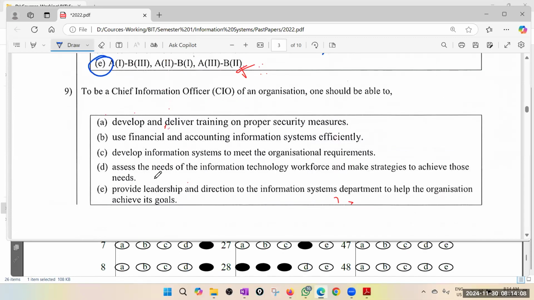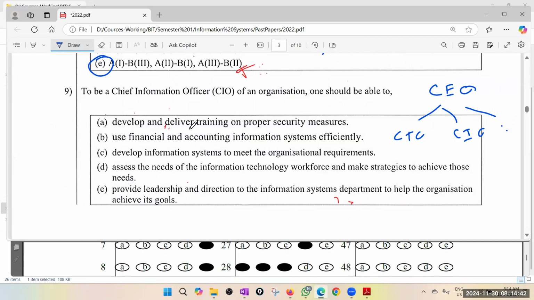9th question. To be a chief information officer of an organization, one should be able to... So CIO means someone who is sort of the IT manager, head of the IT activities, chief information officer. CEO is the chief executive officer. So these days, rather than manager, we like to use words like CTO, chief technical officer, CEO, CIO, chief information officer, and so on. Okay. That is a little bit of a modern terminology.